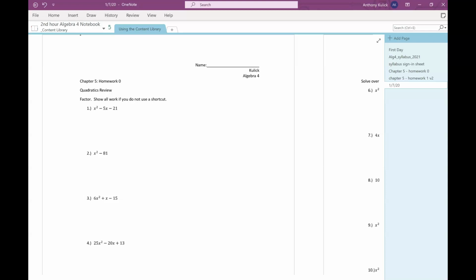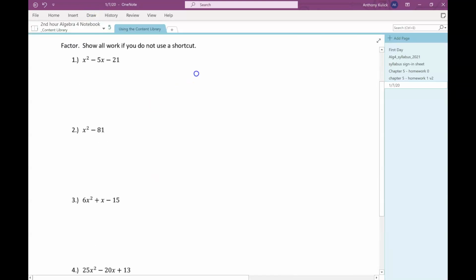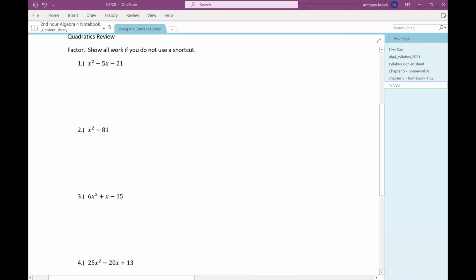All right. So looking at this paper that we worked on yesterday, the first questions were factoring questions. Reminder, there are 3 basic ways to factor something. They all depend on either the number of terms or the leading coefficient.